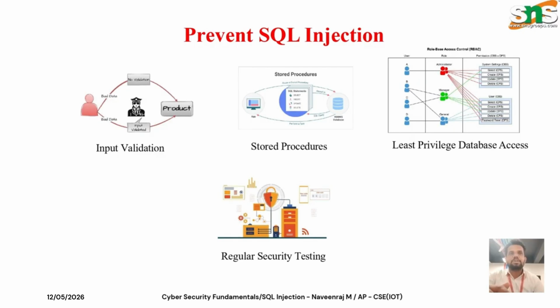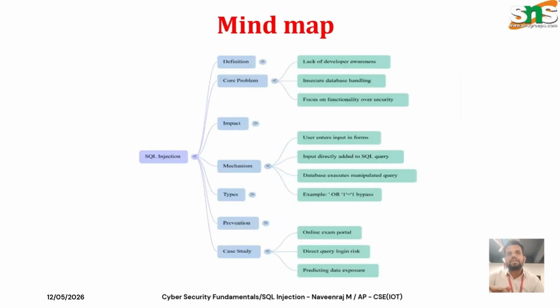Then in time-based SQL injection, attackers use database delay functions. If a condition is true, the database delays the response. Attackers measure response time to extract the data. These are very advanced techniques. Then, how to prevent SQL injection: input validation, stored procedures, parameterized queries, least privileged database access, and regular security testing.